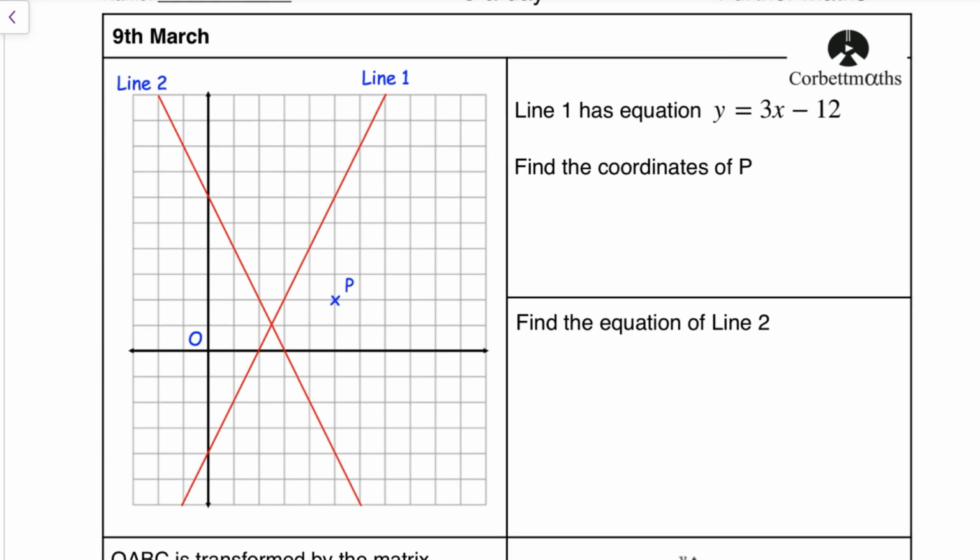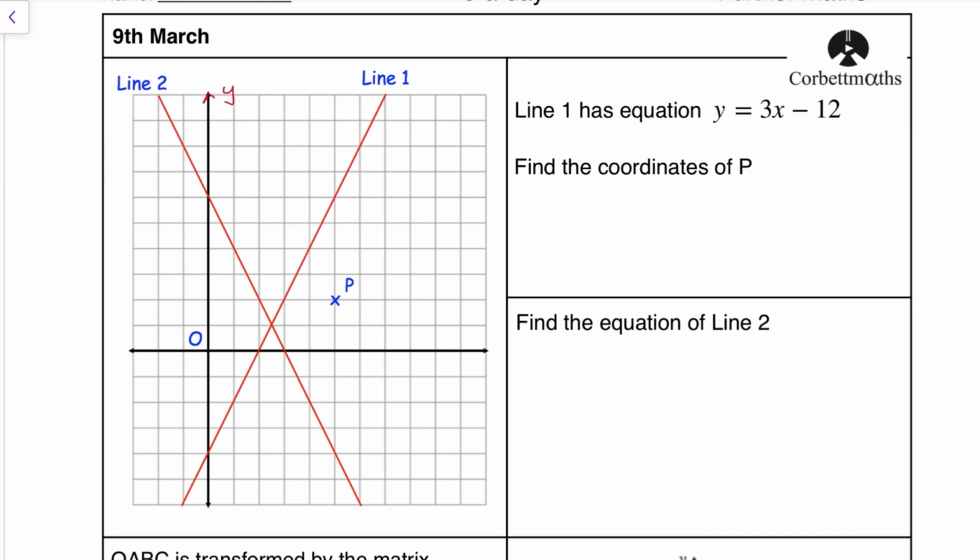It is the 9th of March, further maths, 5 a day, and let's just go with the first question. Right, so we have two lines. The line L1 has equation y equals 3x minus 12. Find the coordinates of P. Oh, okay. Sorry, I was a bit slow there.